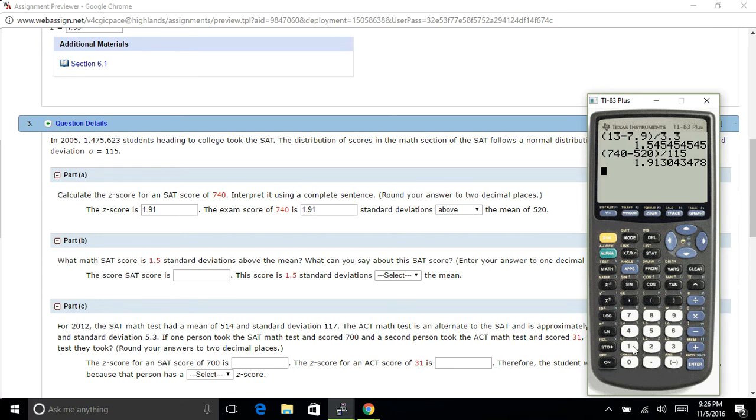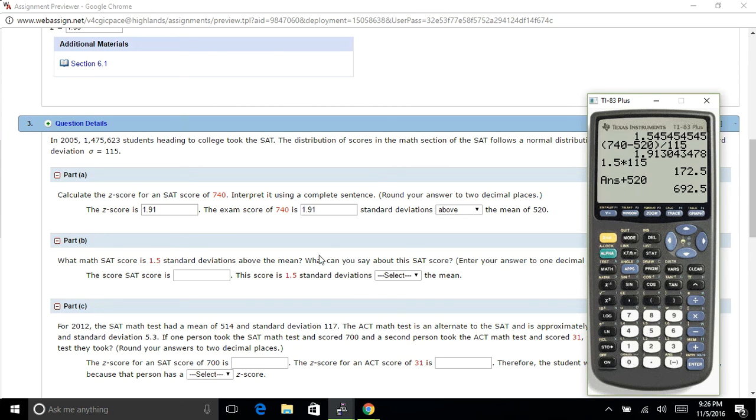All right, so the first thing I want to do is 1.5 times 115. Why am I doing that? Because I want to get rid of the standard deviation that is on the bottom of the other side, okay? And then for that one, what I want to do is add the 520 to it.